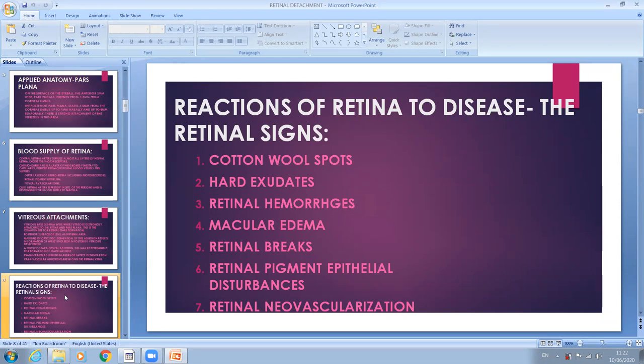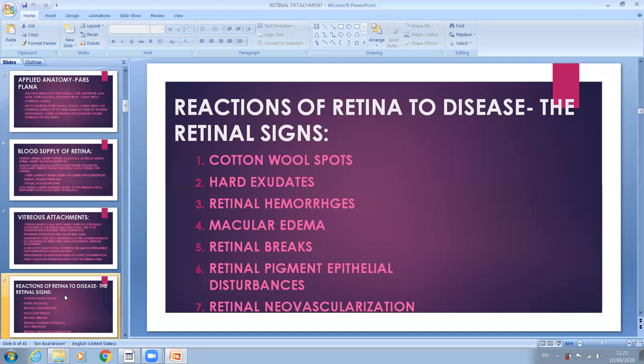The last one, this is extremely important again, is the retinal neovascularization. The retinal neovascularization is there as a response to the ischemia of some part of the retina. If there is an ischemia of some part of the retina due to capillary occlusion, due to occlusion of different arterioles of the retina, then there is an attempt by nature to form more and more blood vessels to compensate for the ischemia.